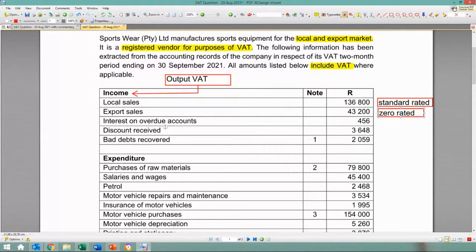Then if we look at interest on overdue accounts, now you have to go back and you're like, okay, what type of supply is interest? Okay, yes, interest on overdue accounts is an exempt supply, so it is exempt.